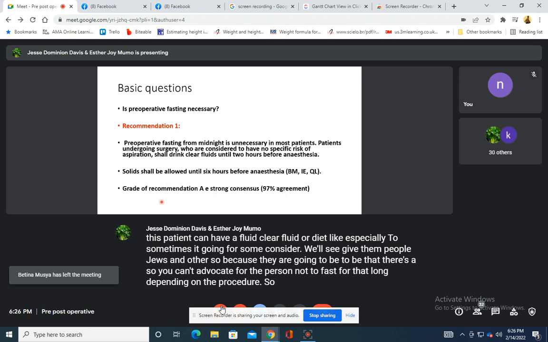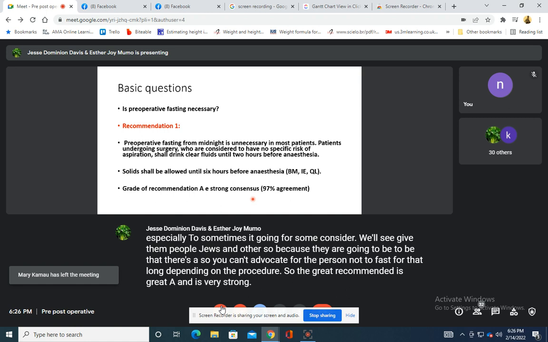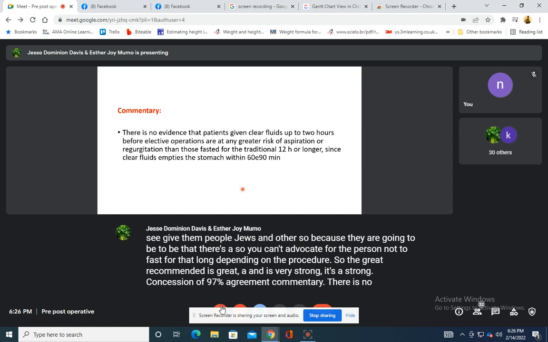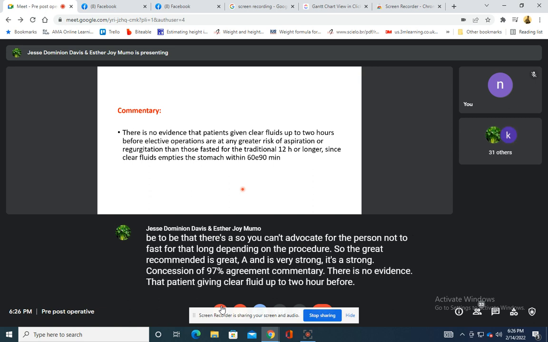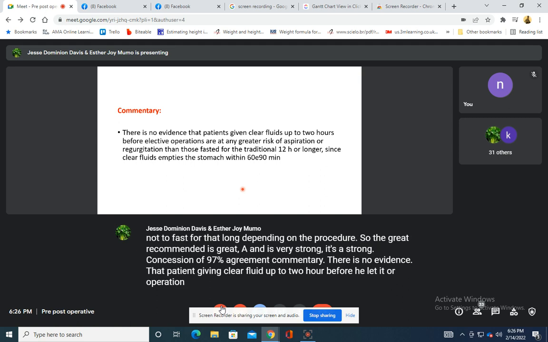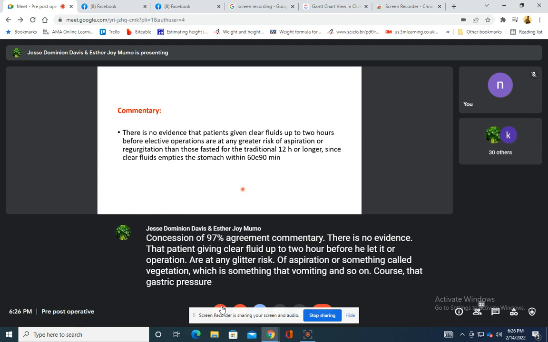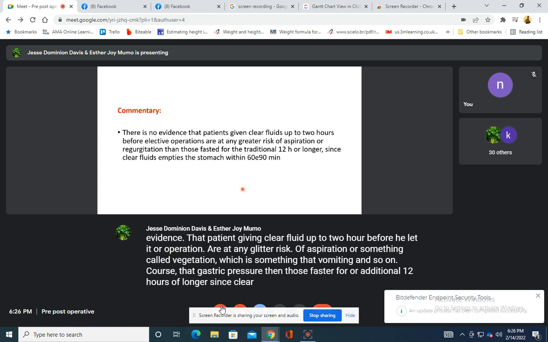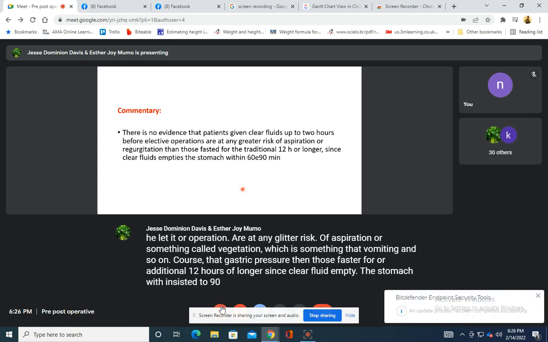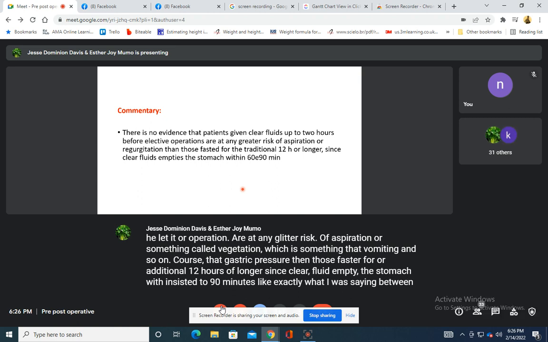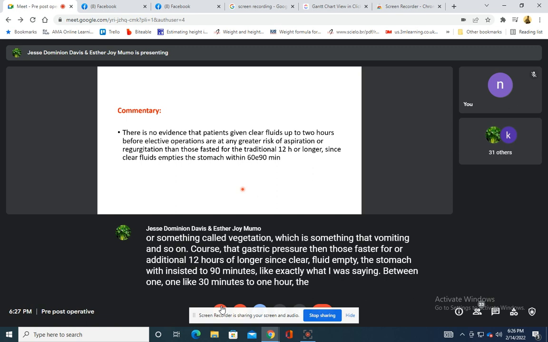The grade recommended is grade A and is very strong. There's a strong consensus of 97% agreement. Commentary: there is no evidence that patients given clear fluid up to 2 hours before an elective operation are at any greater risk of aspiration or regurgitation, which is something like vomiting and so on, caused by gastric pressure, than those fasted for an additional 12 hours or longer. Since clear fluid empties from the stomach within 60 to 90 minutes, exactly what I was saying, between 30 minutes to 1 hour the fluid has already reached your bloodstream.